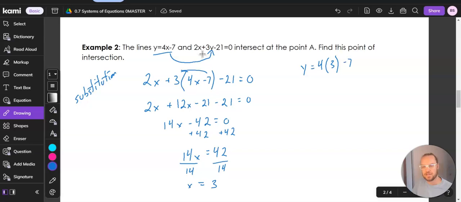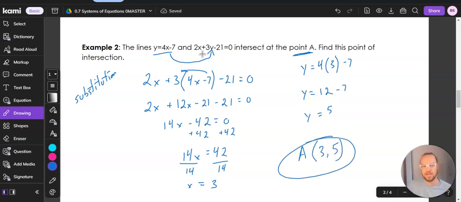So I'll plug that 3 in for x, and then solve for what y should be. So 12 minus 7, y is going to be 5. That means that my point A, because they're labeling it this time, is going to be the point 3 comma 5. All right, and that's where these two lines will intersect.